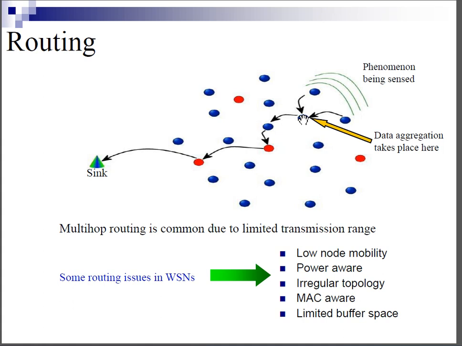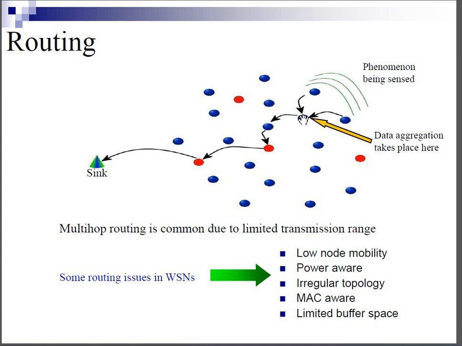So basically this one is a data aggregation example. After the data aggregation, the node itself is going to send the data to the sink. So we use multi-hop routing. Multi-hop routing means that from one node to another, to another, to another, until it reaches the sink. Multi-hop routing is common due to limited transmission range.